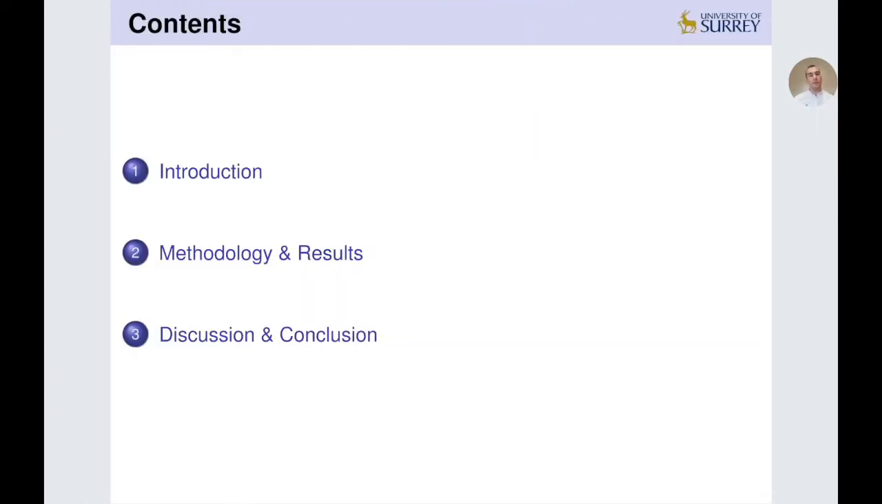First, we will introduce the task, problem motivation, and proposed contribution. Then we will review our methodology and some results. Finally, we will reach a discussion and conclusion.